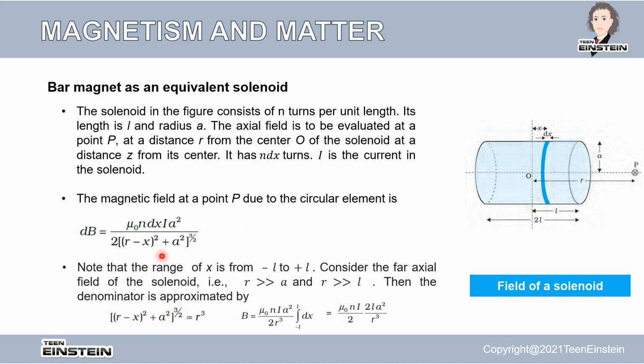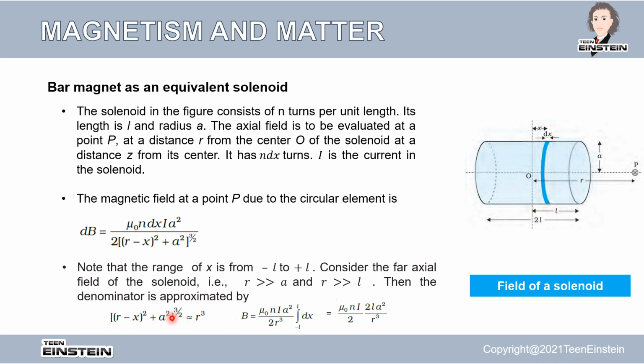And now if you take that, note that the range of x is from minus L to L, because that is the length of the solenoid. So x ranges from minus L to L. Now consider the far axial field of the solenoid. That means, with A the radius of the solenoid, R becomes much larger than A and also much larger than L, so it is much larger compared to the length of the solenoid and also the diameter or the radius of the solenoid.